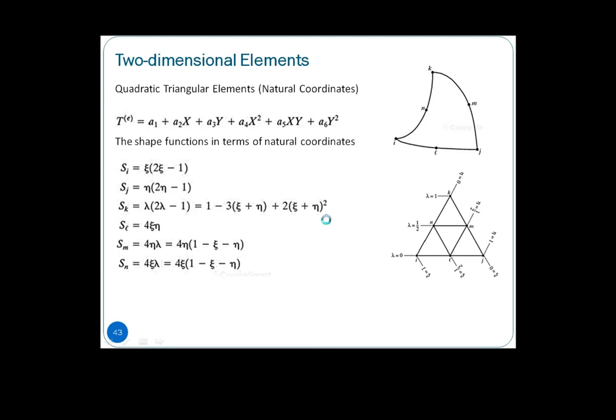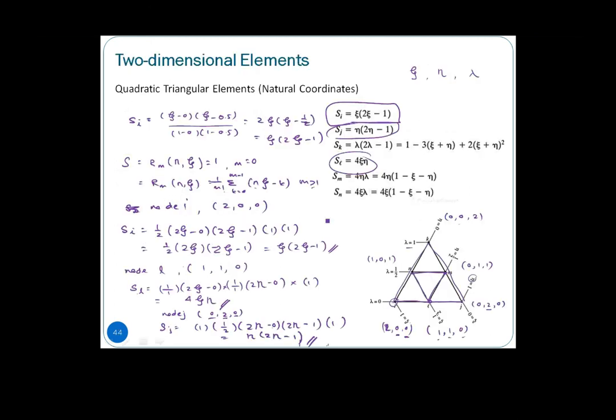So how can it be determined? We use what we call the Lagrange interpolation functions that we have previously learned in one-dimensional elements. In this particular case, it makes use of what we call this. Let me show you this. So by making use of the functions, this is how to determine I, J, K, which are at the corners.